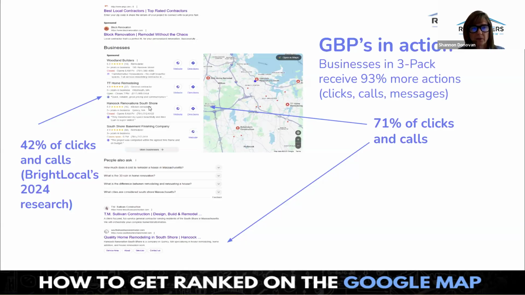We call this the map pack, these 3 that show up on page 2. So the businesses of that 3 pack receive 93% more actions, clicks, calls, and messages than all of the others. So one thing you should have one, but the other to pay attention to is how do we get it to the map pack, right?